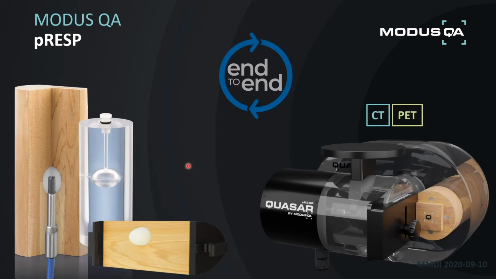So up first we have our pRESP Phantom. As you can see here on the right side, it's comprised of an acrylic body and it provides motion internally. So it would be a static phantom, but the actual insert here, you see this one here happens to be cedar. And what it does is it provides motion inside the phantom, and it can be either two-dimensional translation motion or it can be 3D when you include a rotation.